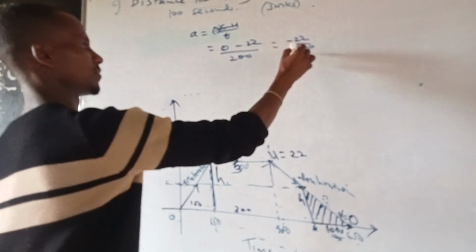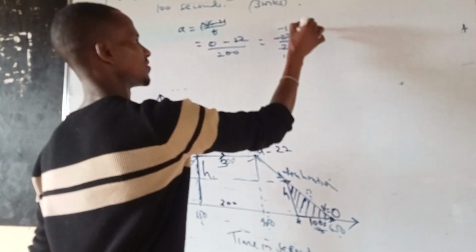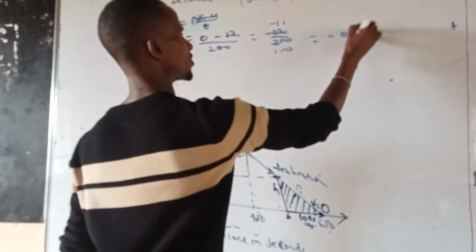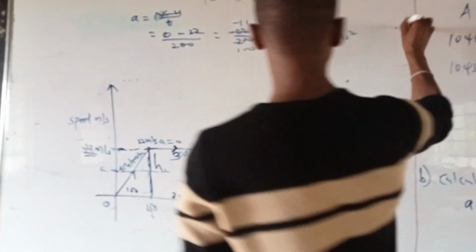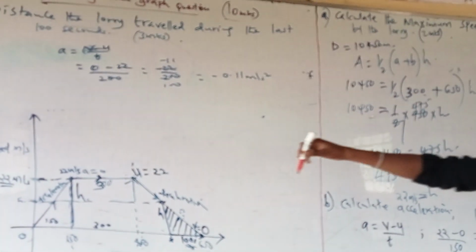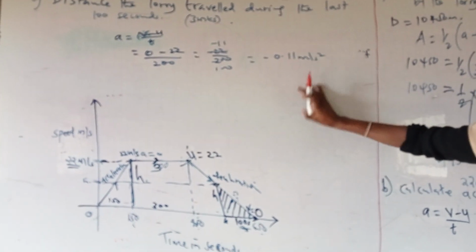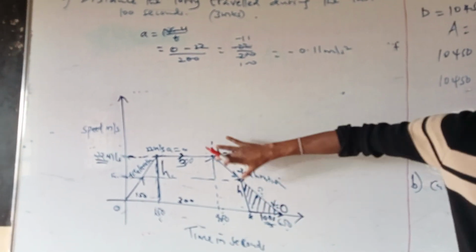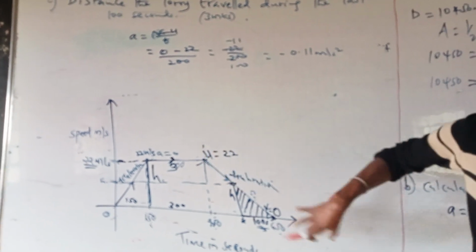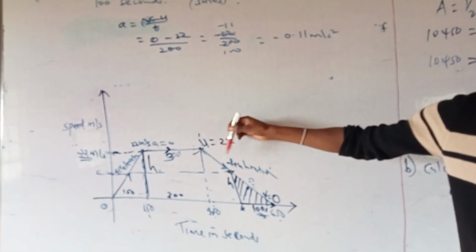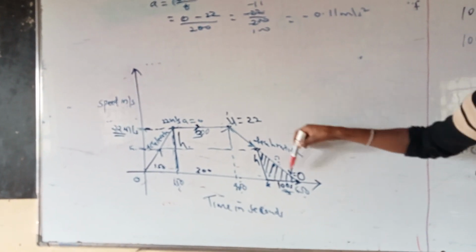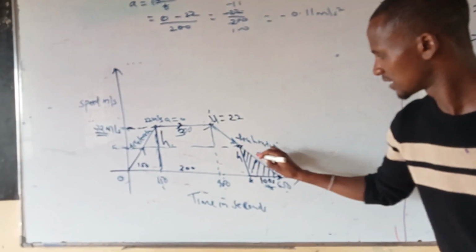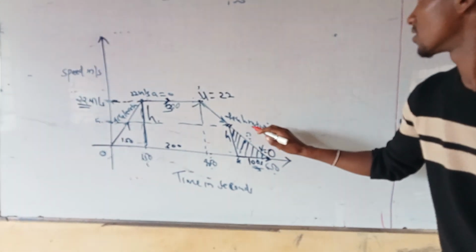Negative 22 over 200, divided by 2 on top and bottom, gives negative 11 over 100. So that will give us negative 0.11 meters per second square. So that is the acceleration. It is deceleration because it is negative, and it represents the gradient of this line. Because the gradient of a straight line is uniform between any 2 points, we can take this acceleration to be negative 0.11 and now use it to calculate here.